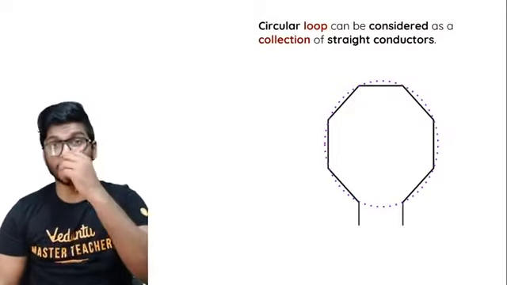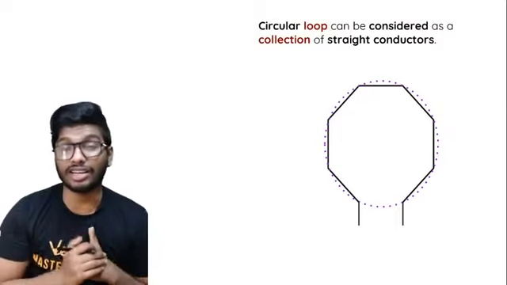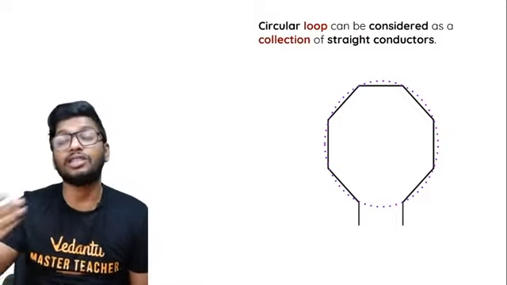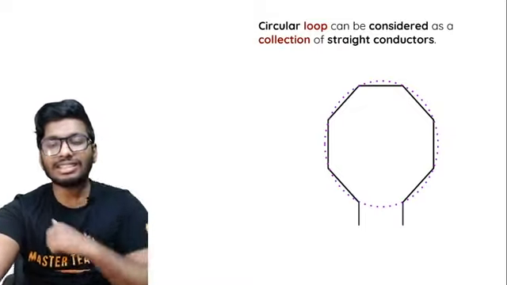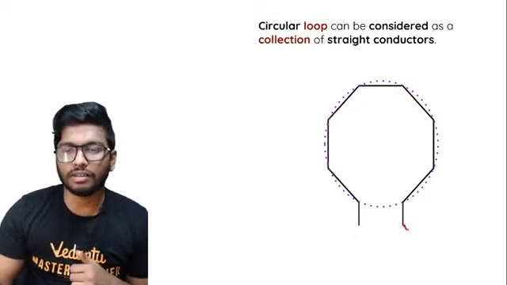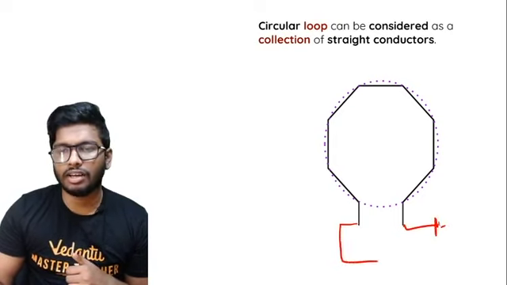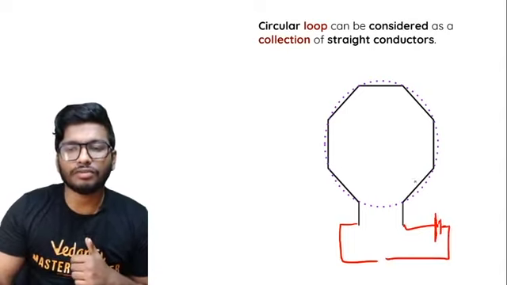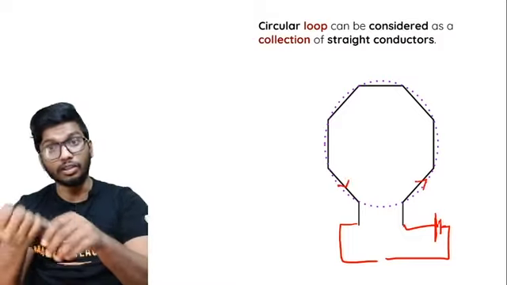Now, if it's a straight current carrying conductor, we have just seen that if you use the right hand thumb rule, you'll be able to find out the direction of the current as well as the direction of the magnetic field. So in this case, this is connected to the positive terminal and this is connected to the negative terminal of the battery. So positive, negative, right? The current starts flowing from here and comes back over here. Very simple. So I'm going to use my right hand thumb rule.